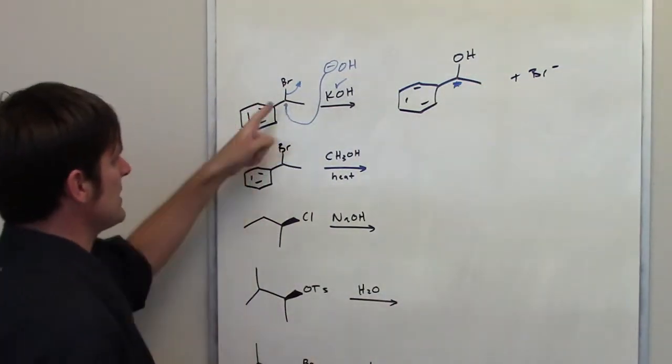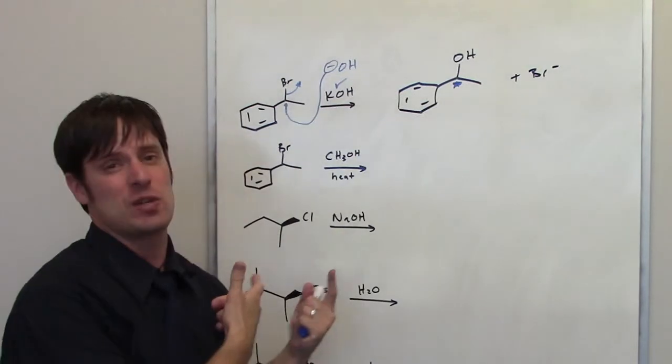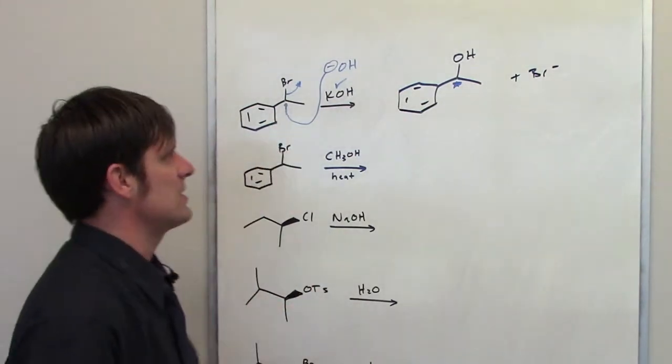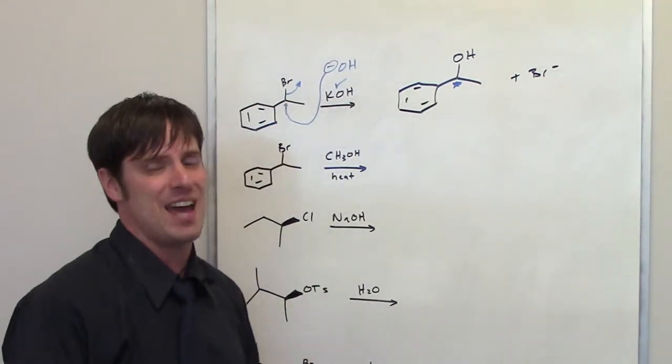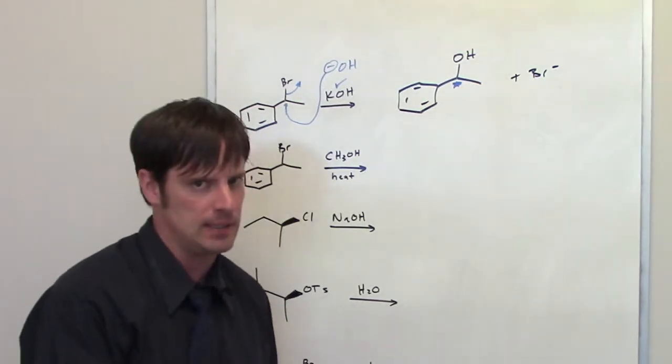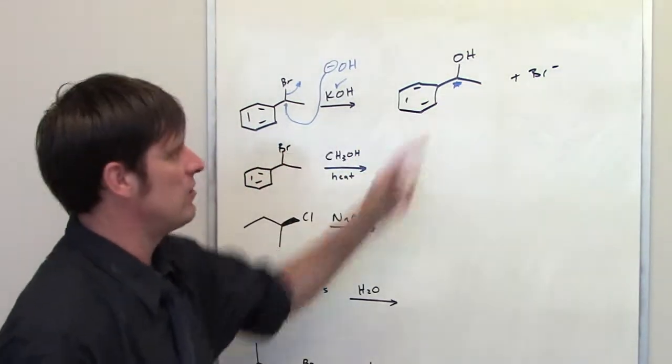Now, because I've drawn this line straight, that indicates that this is a racemic mixture of both enantiomers at that stereocenter. If, however, I had drawn either a wedged bond or a dashed bond, then I would have the opposite configuration in the product.